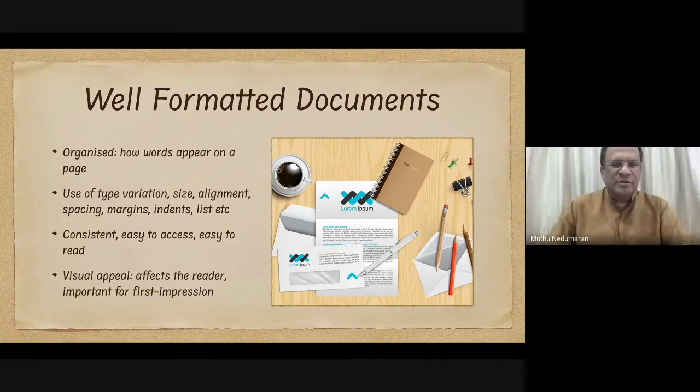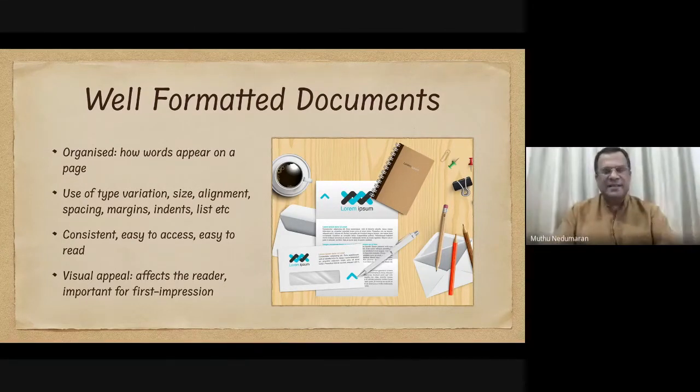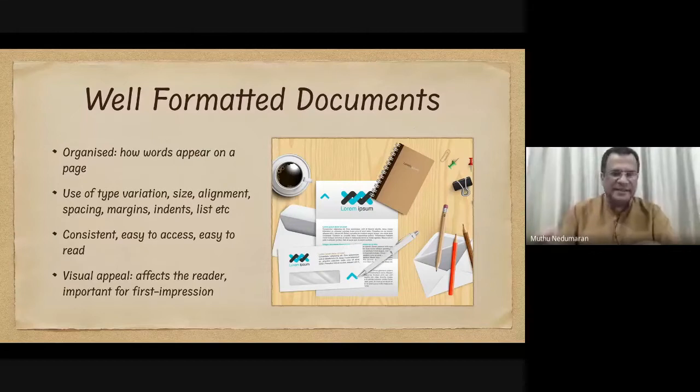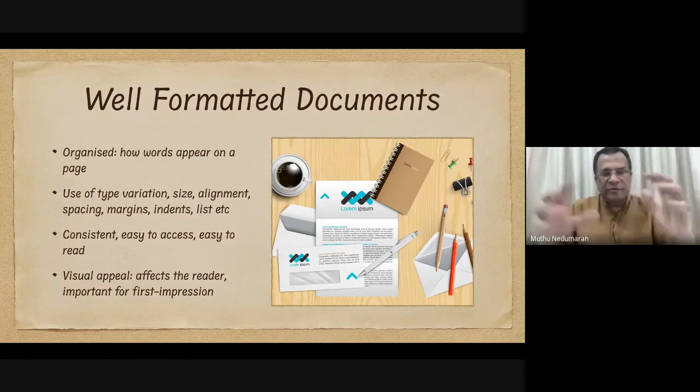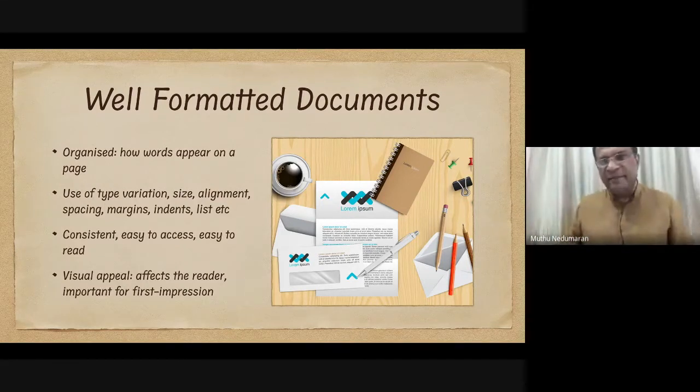They use variations of size, alignment, spacing between the fonts, between the text, margins, indents, and list items that you want to list out to clearly say these are the items you want to talk about, or this is the table of contents, or these are the events we want to pay attention to. When you present a list, it further clarifies the intent of your content, right? Then there's consistency and easy-to-access information in the document, which is important because that's where the user expects to find that information.